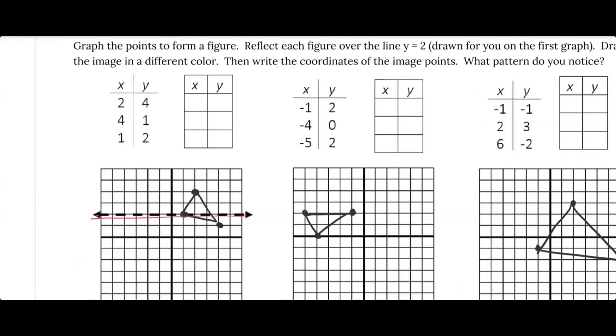So I'm going to count how far each point is away from the line. This point 2, 4 is going to be 2 away. So I'm going to count down to 2. So it's actually going to now be at 2, 0. 4, 1 is 1 away, so we're going to go 1 above it. So it'll be at 4, 3. And then 1, 2 is on the line, so it's going to stay on the line. So stay at 1, 2.